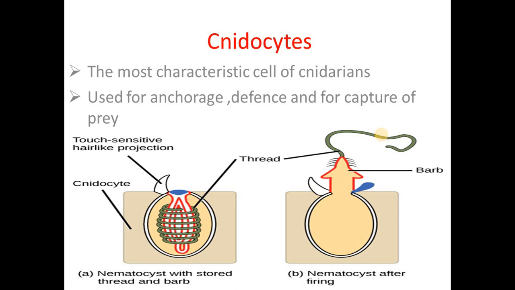Under normal conditions, the discharge is brought about by mechanical stimulation of the cnidocyte, such as contact with the prey. The thread tube, once discharged, cannot be withdrawn. It can be explained with the help of a video which I will be showing. Just wait.